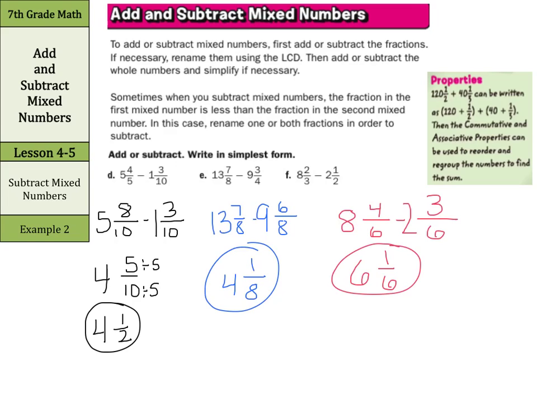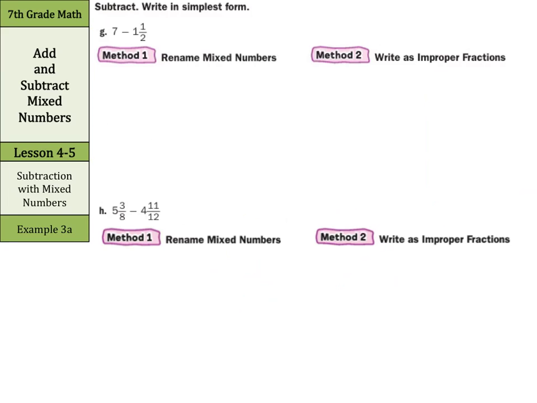Now there is a reason why I was asking with subtraction, can I take 3/10 away from 8/10? Yeah. Can I take 6 away from 7? Yeah. Can I take 3 away from 4? Yeah. Because sometimes this second fraction is going to be a larger numerator than the first. Then you have to do something different. Subtract 7 minus 1 and 1/2.